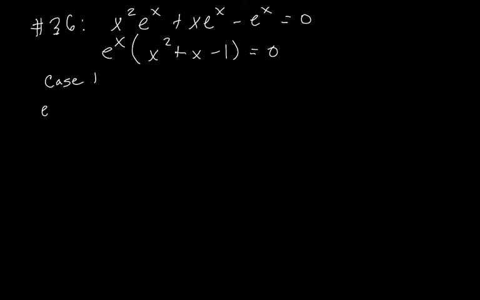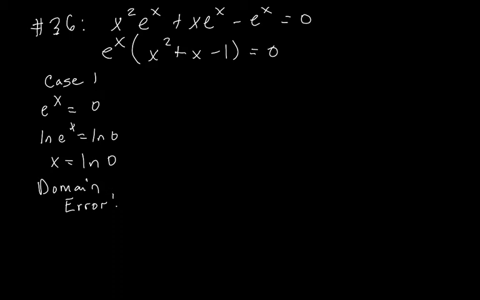So case 1, e to the x equals 0. If we were going to solve this, I would say, okay, well, the natural log of e to the x is the natural log of 0, and x should be the natural log of 0. But remember, the domain of the natural log is only positive numbers, so we cannot take the natural log of 0. So there is no solution for that case.